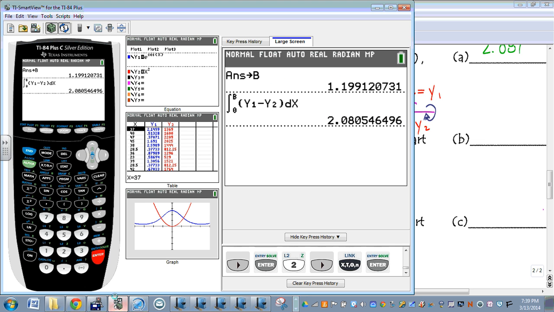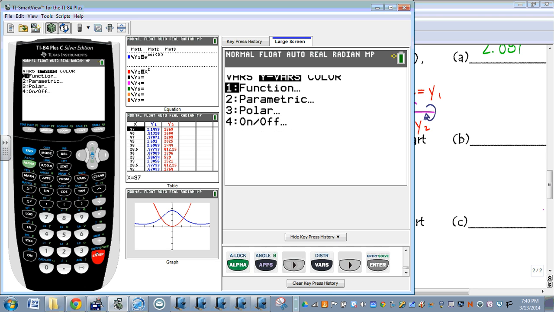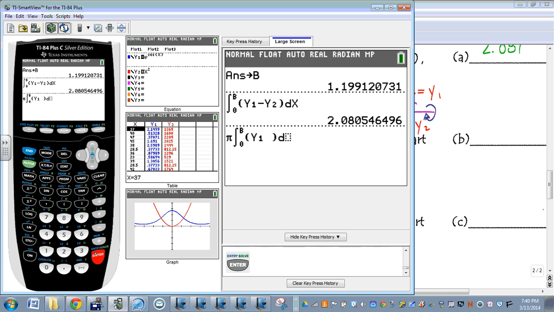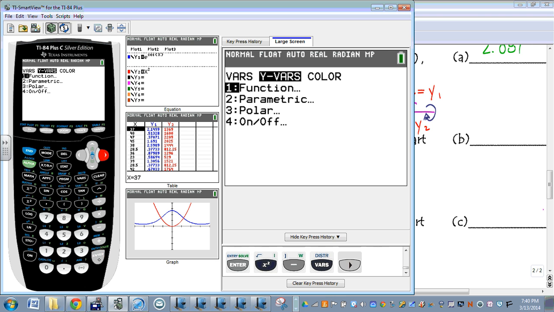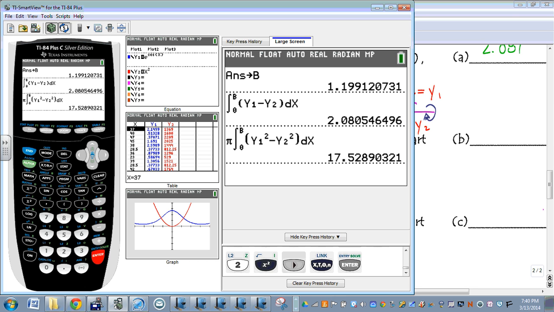So we're going to do pi first, and then we're going to do math 9. We're going from 0 to b, and this one is y sub 1 squared, and that all depends on the graph. It could be something else. You just have to look at how it's set up. We have y sub 1 squared minus y sub 2 squared, and then we're doing this in terms of x. So you should get 17.529.